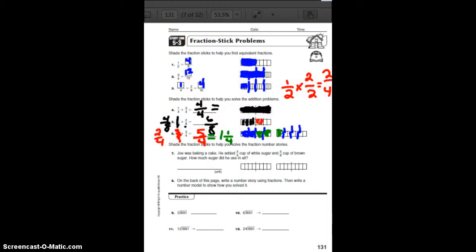Next one, we've got Joe is going to bake a cake. He added 3/4 of a cup of white sugar and 3/8 of a cup of brown sugar. How much sugar did he use in all? We need to add together. We have the unlike denominators, looking at 4 and 8, finding the least common multiple. We'll go with 8. Since 3/8 is already done, we'll just leave it.